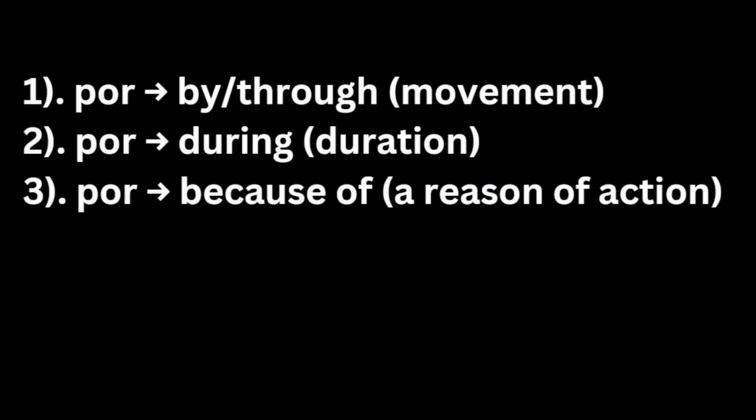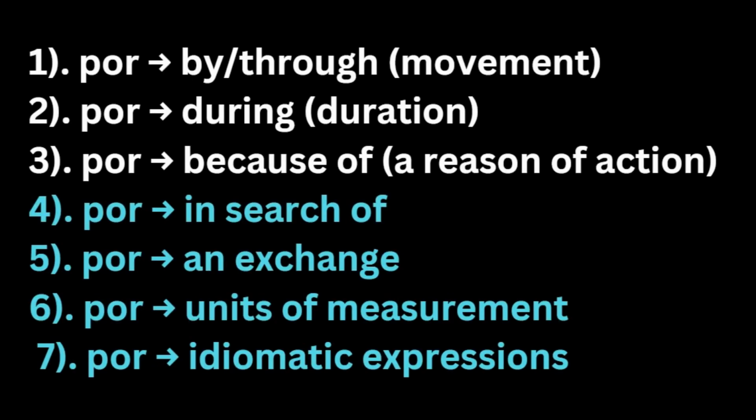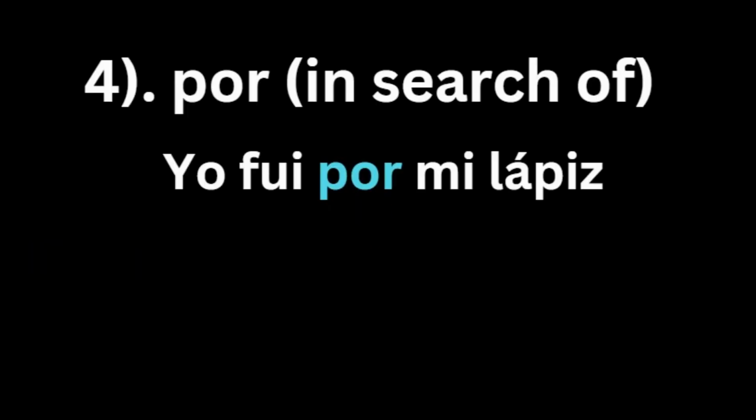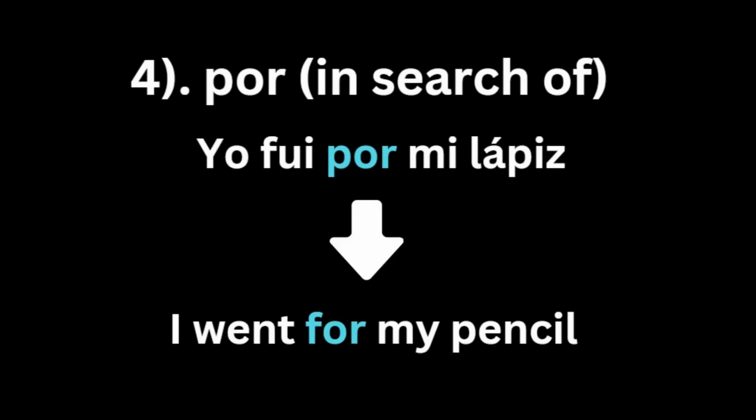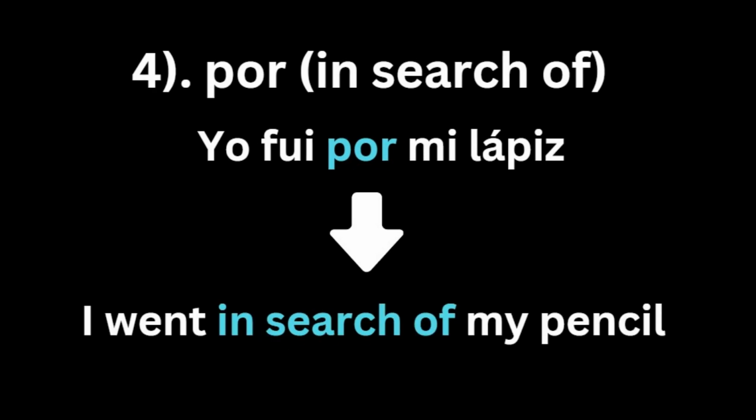Now, to get more precise with por, we have to take a look at movement, time, and action a bit more specifically. Aside from these categories, por can also be used in topics like in the search for and exchange, units of measurement, and idiomatic expressions. For instance, saying yo fui por mi lápiz indicates that I went for my pencil, which visually doesn't make sense in English with the preposition for, but another way to look at the sentence is I went in search of my pencil, which is why por has to be used in this context.